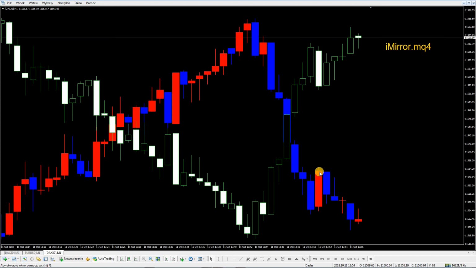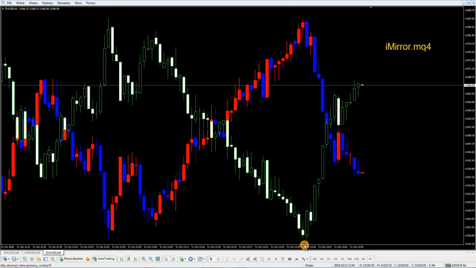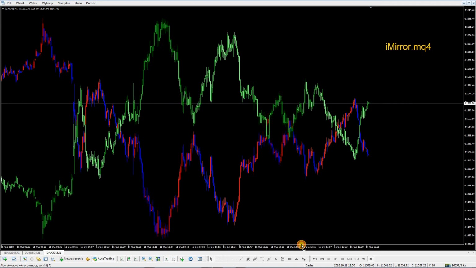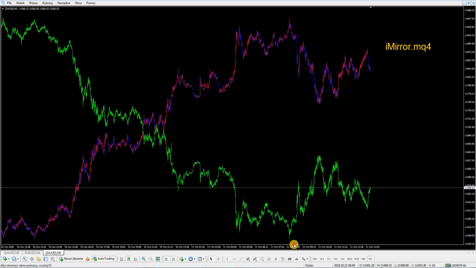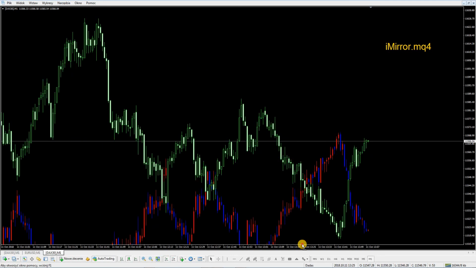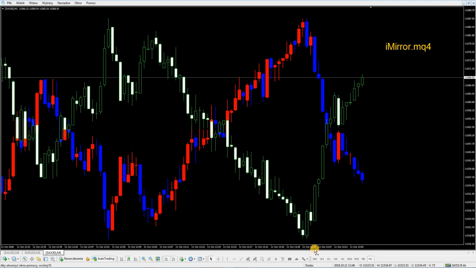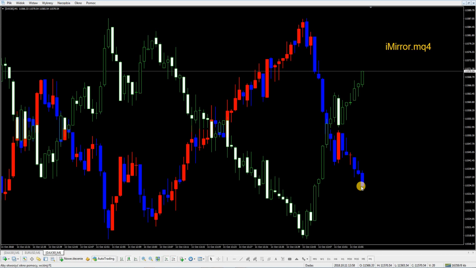Okay. Additionally, as you see, this is something I wrote, or let's say I tweaked the code a little bit, so that we have an automatic width adjustment. So yeah, the width adjusts as we change the zoom. So the actual width of the candles adjusts to the actual width of the real candles.